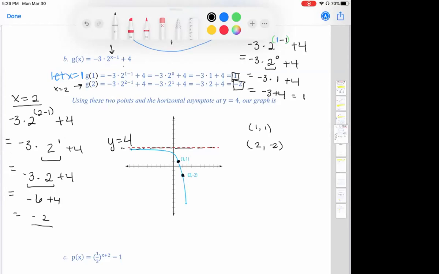And if you're ever unsure, you can pick more points. So another wise point to choose would have been 0, right? So you can always do x is equal to 0 and input into your function. So you have negative 3 times 2 to the 0 minus 1, plus 4, and get an answer there. You should get a fraction.